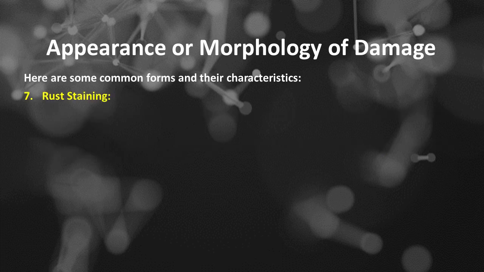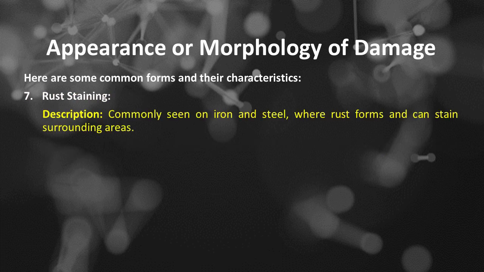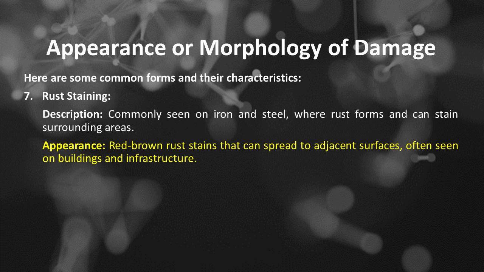Number 7 is rust staining. Rust staining description. Commonly seen on iron and steel, where rust forms and can stain surrounding areas. Rust staining appearance. Red-brown rust stains that can spread to adjacent surfaces, often seen on buildings and infrastructure.